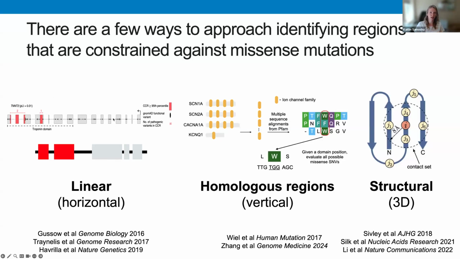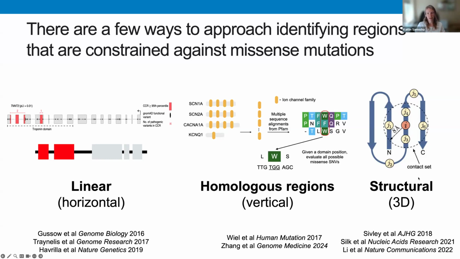This figure is from the constrained coding regions paper from Havrilla et al. in Nature Genetics. The second approach is using homologous regions across proteins, and this is more vertical. This figure is from Zhang et al. in Genome Medicine, looking at ion channel families, across SCN1A, SCN2A for example, lining up those positions across all of these genes to identify for a given domain position what seems to be tolerated or not. So this is kind of stacking the vertical.